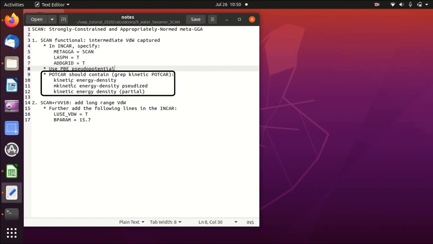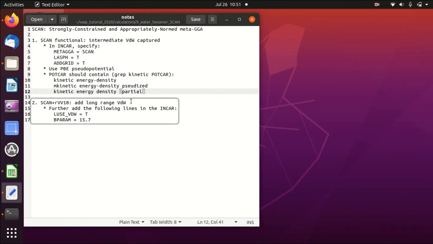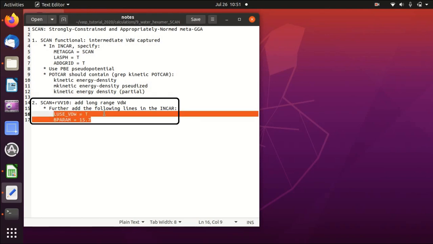One thing to make sure is that the POTCAR should contain the following lines. You could refer to the VASP wiki, just run this line of code, and then it should give the following lines. The reason is that a meta-GGA needs the kinetic energy density of the core electrons. So make sure that for all of the elements that you are using, the pseudopotential file contains those lines. If you want to further include long-range van der Waals interaction, you need to add those two lines to the INCAR to turn on the rVV10 addition.